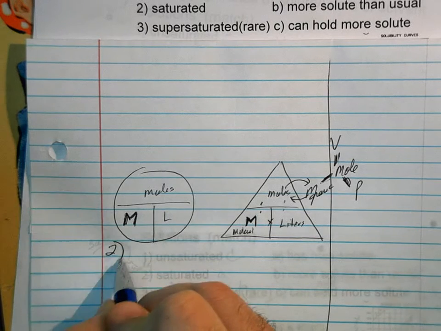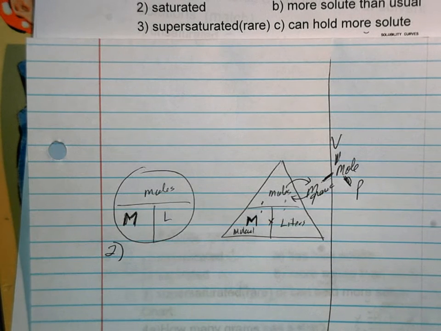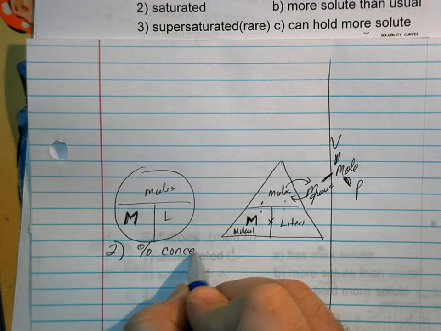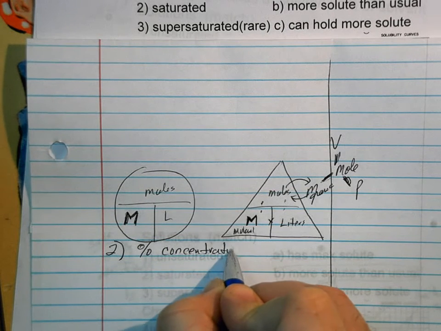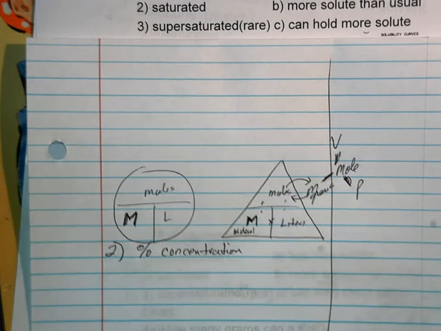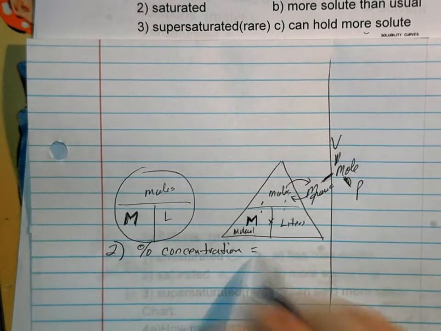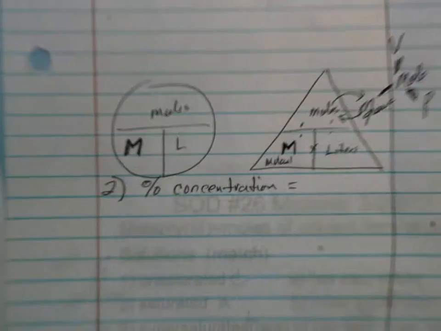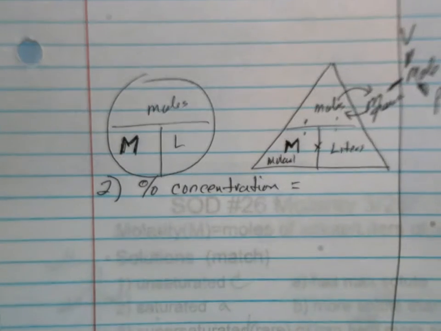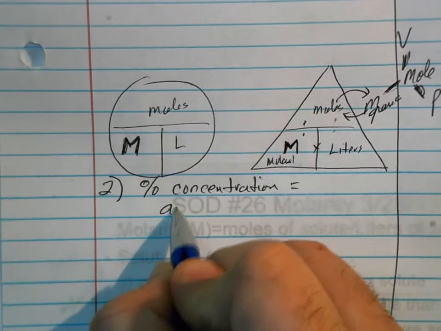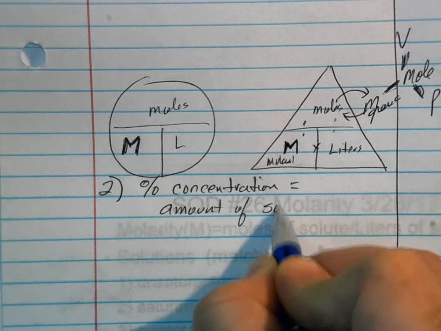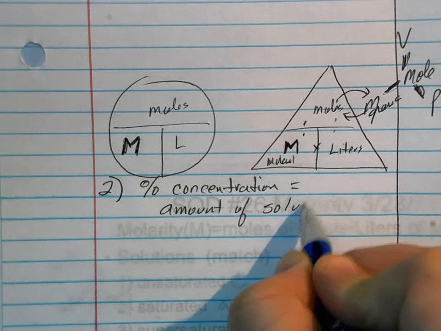The notes we're doing today are part 2 now. Part 1 was molarity, the moles divided by liters. This concentration is going to be percent concentration. Percent concentration is going to equal, let me zoom in here so you can all see that a little better, the amount of solute. Amount of solute, that's the solid stuff.